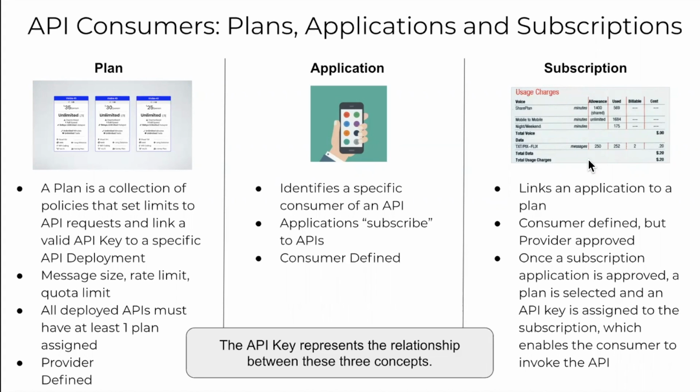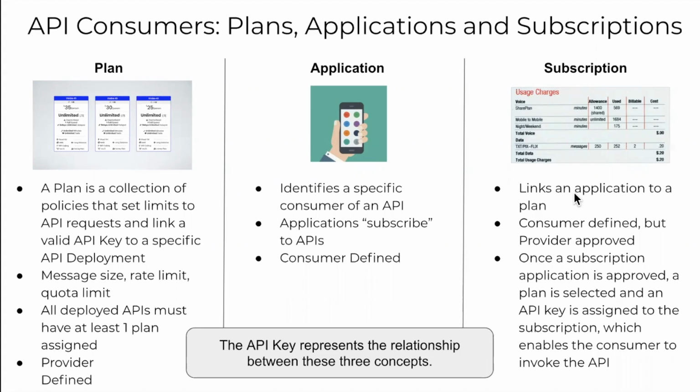Now this is kind of where the rubber hits the road. We have something called a subscription. So again, similar to the cell phone analogy, if I've selected a rate plan from a cell phone provider, I now have a subscription. It's an active thing that I can authenticate, I can use the device, things like that, okay?